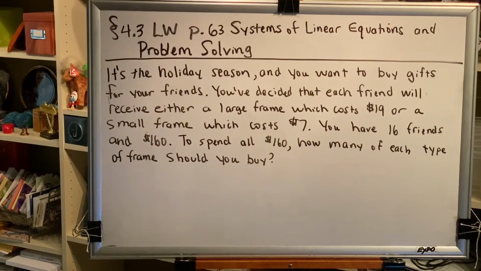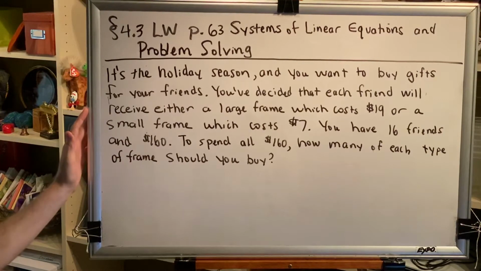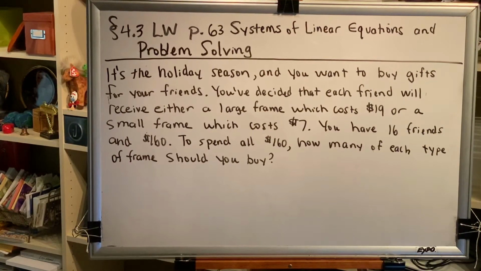Please open in your learning workbook to page 63, and let's solve a problem where our entire goal is to do step 1. It's the holiday season, and you want to buy gifts for your friends. You've decided that each friend will receive either a large frame, which costs $19, or a small frame, which costs $7. You have 16 friends and $160. To spend all $160, how many of each type of frame should you buy?